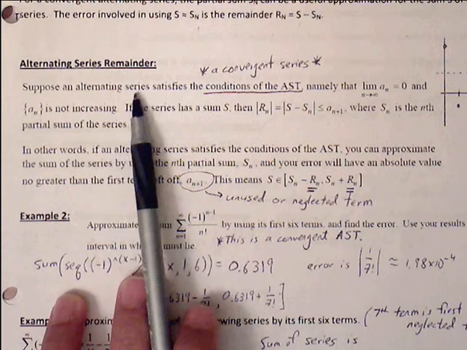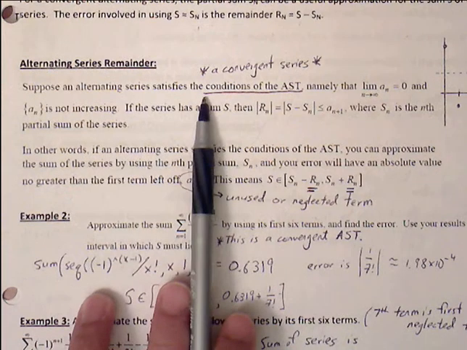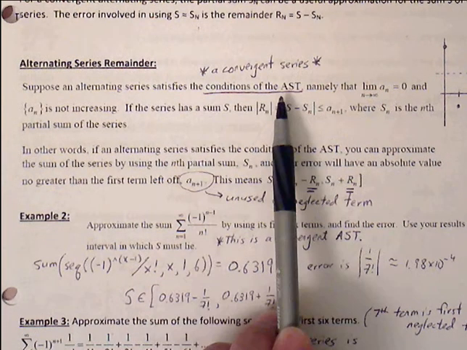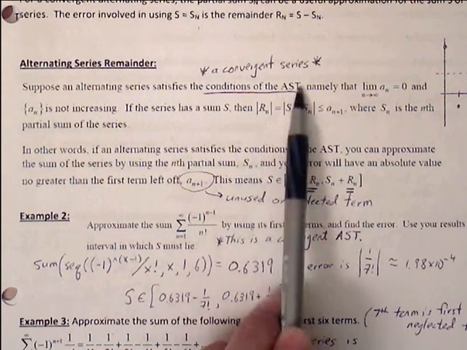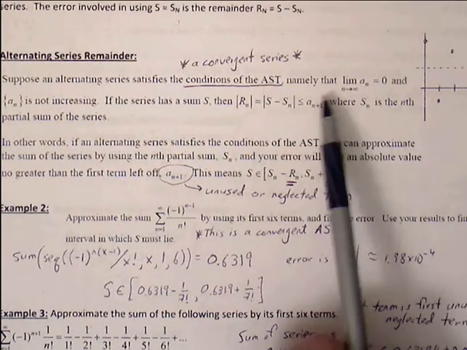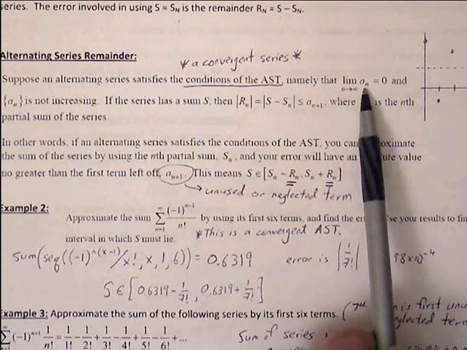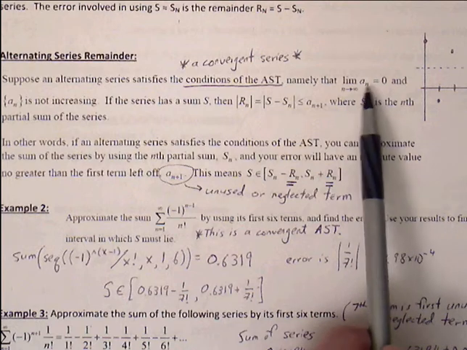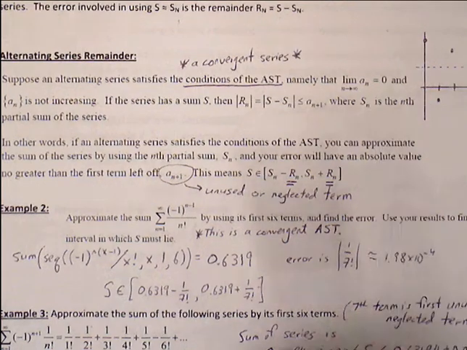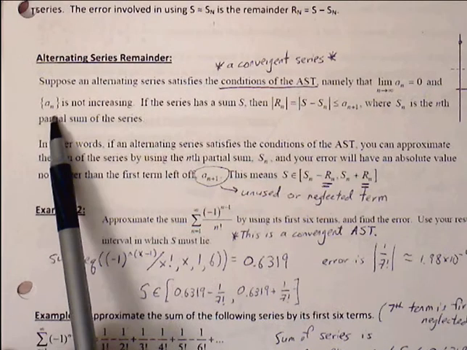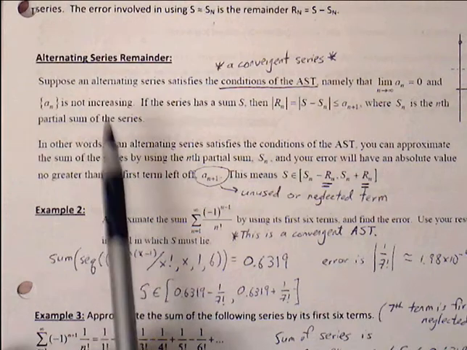Suppose an alternating series satisfies the condition of the alternating series test. So we know that this is going to be a convergent alternating series, namely that the limit of a sub n as n approaches infinity is equal to 0. So we know that each term is going to continue to get smaller until it reaches 0, and also that the sequence is not increasing.